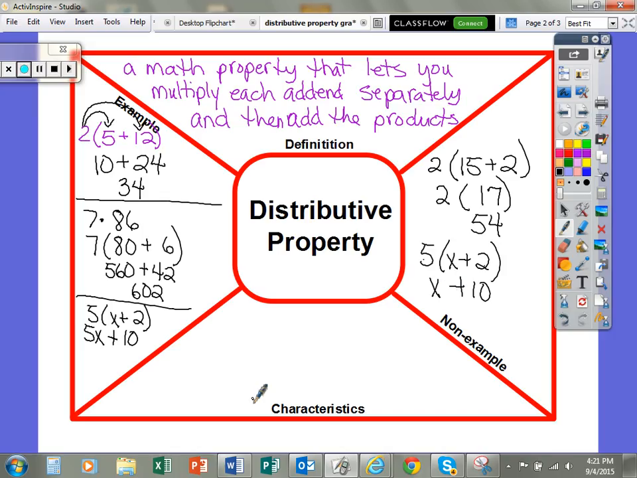So what are some basic characteristics of distributive property? One, it uses multiplication as a shortcut. And that's key to remember. And the second thing is that it gets rid of parentheses.